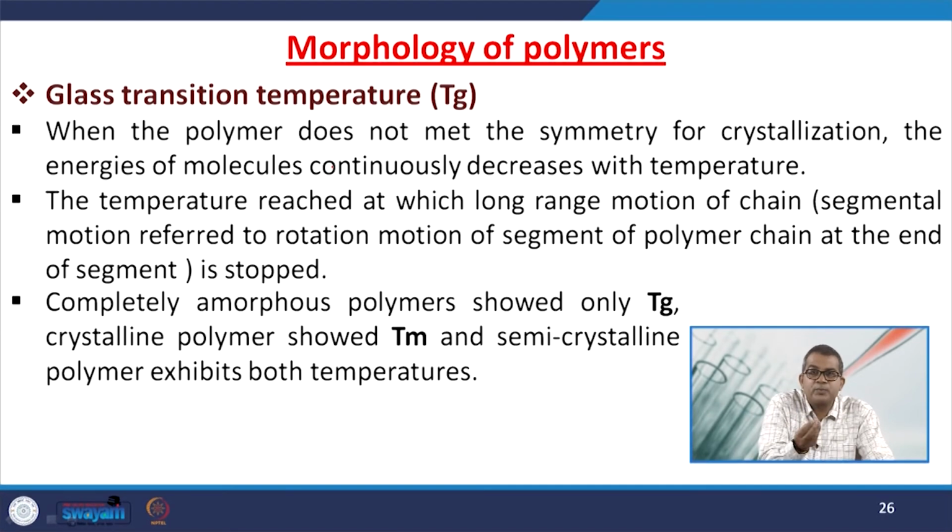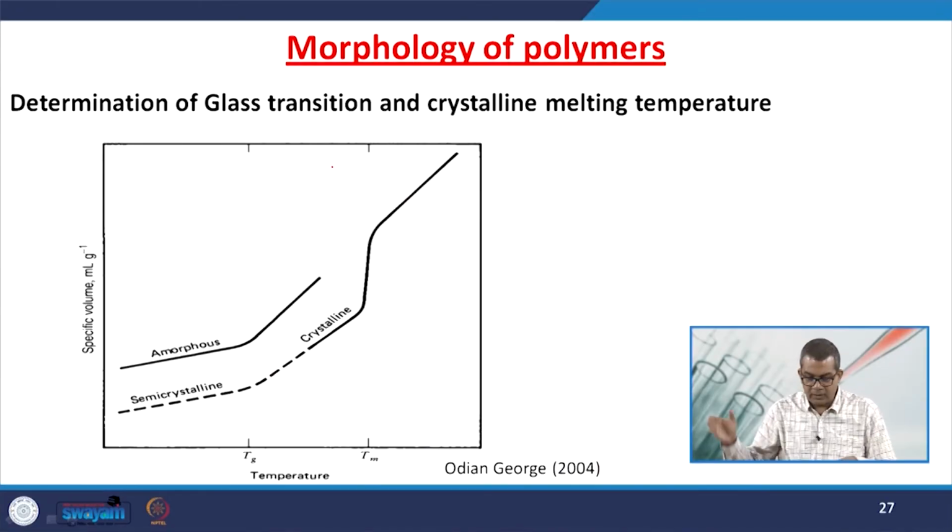So, if you provide a certain quantity of heat to this, then the chain segments start moving, and they try to align themselves or achieve a more relaxed structure, that is the melting. Now, completely amorphous polymers show only Tg, that is the glass transition temperature. Crystalline polymers show the Tm, and a semi-crystalline polymer exhibits both temperatures. So, we will discuss this in detail later.